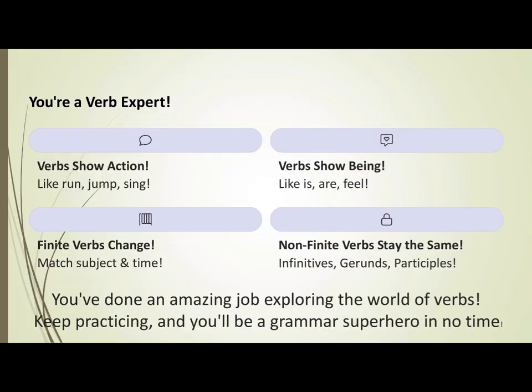So, remember, verbs show the action or a state of being in a sentence. Knowing their types will make your English stronger and clearer. So, in this video, you have learned about what a verb is, some examples, and different types of verbs.